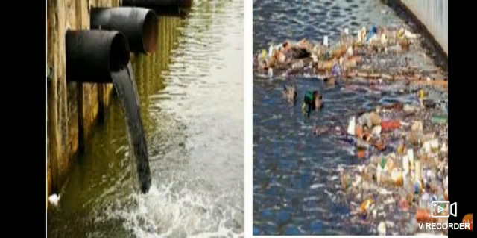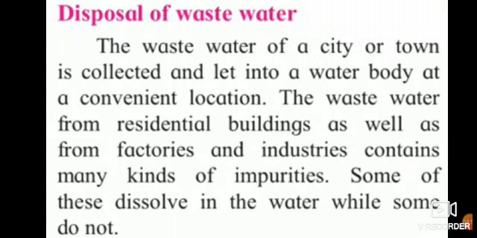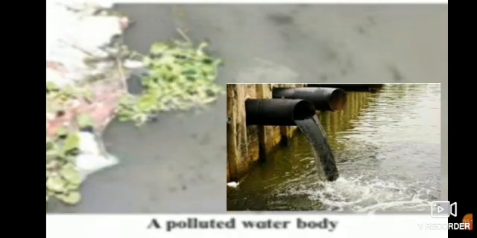Rivers and lakes are sources of water. Now how do these rivers and lakes get polluted? We are going to see it. That is the disposal of waste water. The waste water of a city or town is collected and let into a water body at a convenient location. Here you can see the picture.